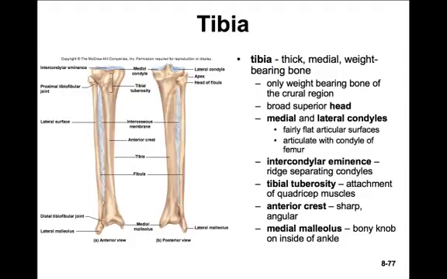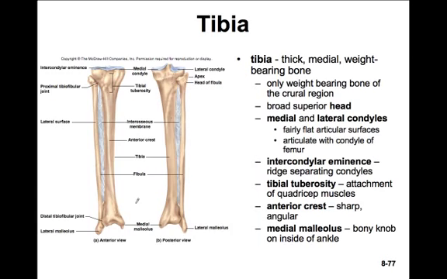On the anterior side, we'll notice a tibial tuberosity. You can feel your own tibial tuberosity. It's the most prominent feature just below your kneecap. And it's the site for the attachment of the quadriceps muscles. Further down on the shaft of the tibia, we have the anterior crest. It's a fairly sharp, angular piece of the tibia. You can also feel that as you run your fingers down the front of your shin.